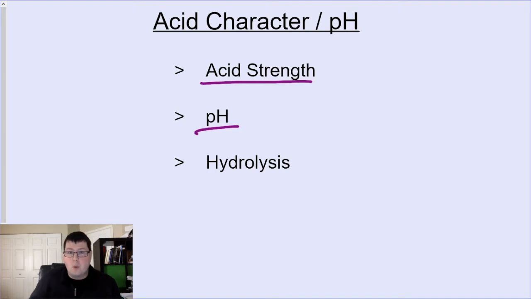And then finally, we're going to take a look at hydrolysis reactions, where we see things acting as acids and bases, even though we initially might not predict that they're an acid or a base, and this has to do with conjugates of acids and bases.